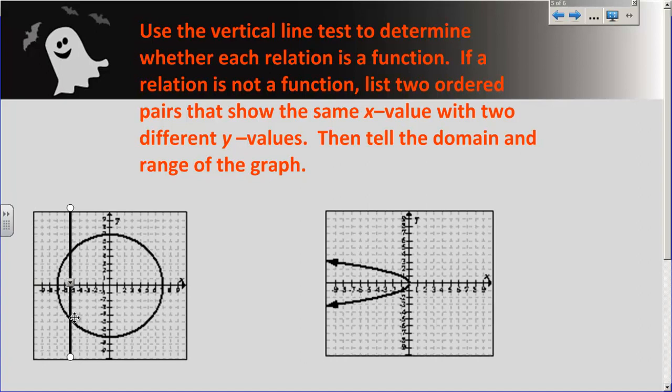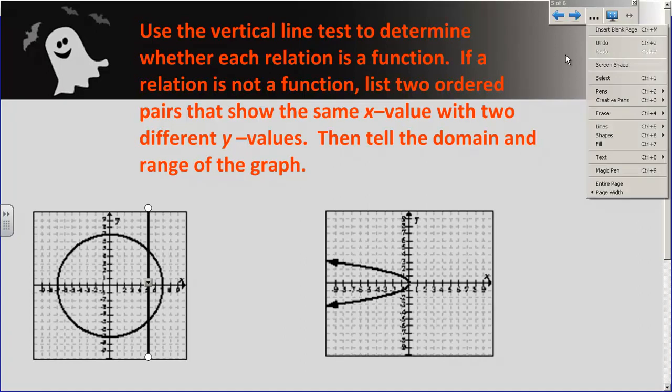If at any point this vertical line touches my graph in more than one point, what I have is not a function. And if you will notice, my vertical line here touches this graph here and here. And if I move it, it still touches it here and here. And if I move it over here, it still touches it here and here. Any vertical line, doesn't matter where you put it, if any vertical line touches the graph more than once, what you have is not a function.